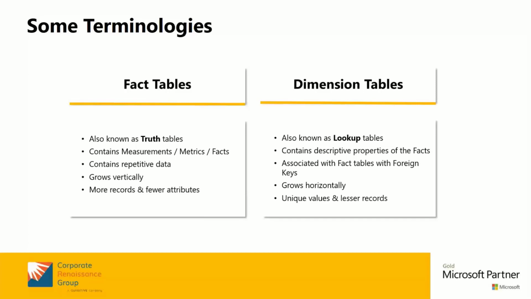The number of rows will not increase. You may add columns because, for example, right now I only have product name and description. Maybe I'll add a product type later on. I may add a product subtype later on. So your dimension table may grow horizontally, but your fact tables will typically grow vertically. Okay, so that's a distinguisher so that you know what is my fact table and what is my dimension table.